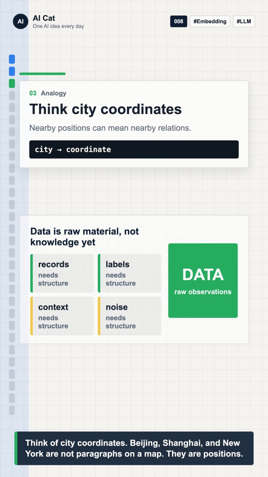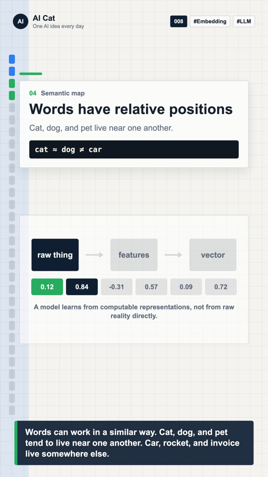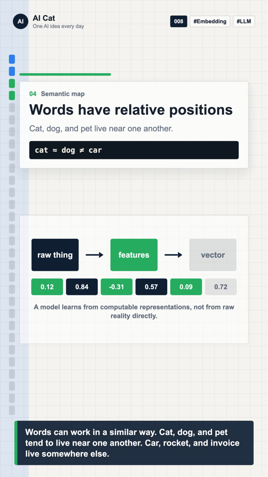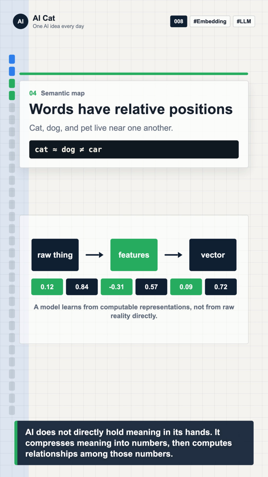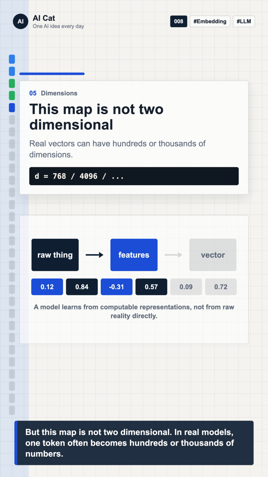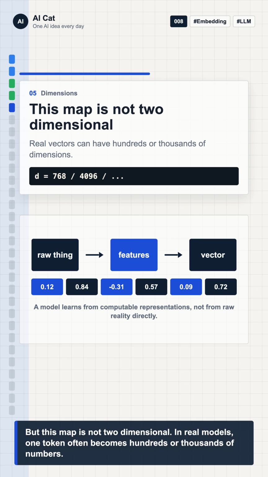Think of city coordinates. Beijing, Shanghai, and New York are not paragraphs on a map. They are positions. Words can work in a similar way. Cat, dog, and pet tend to live near one another. Car, rocket, and invoice live somewhere else. This map is not two-dimensional. In real models, one token often becomes hundreds or thousands of numbers.